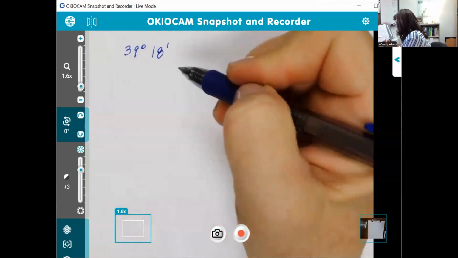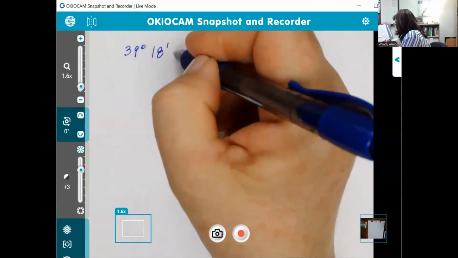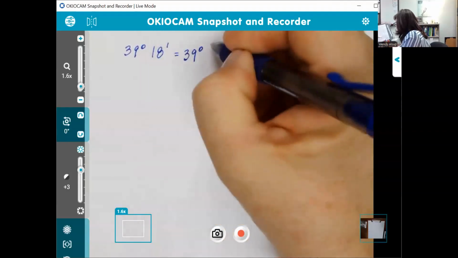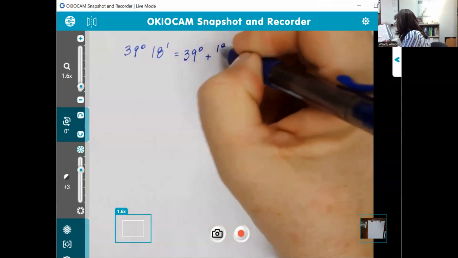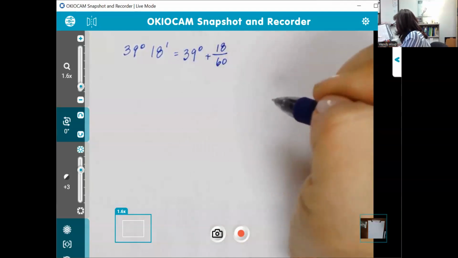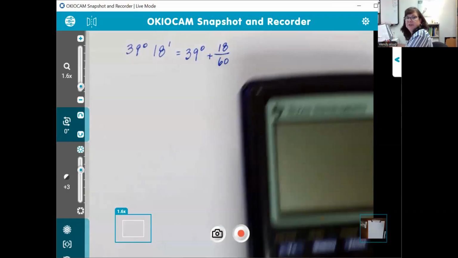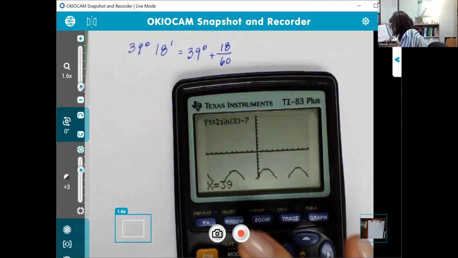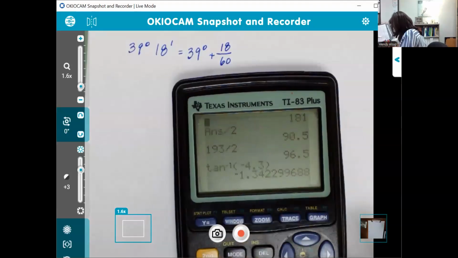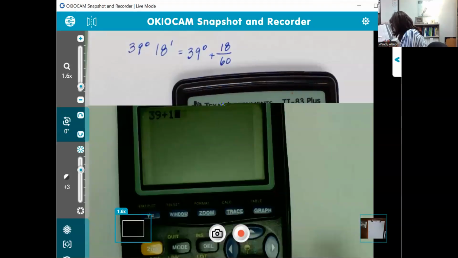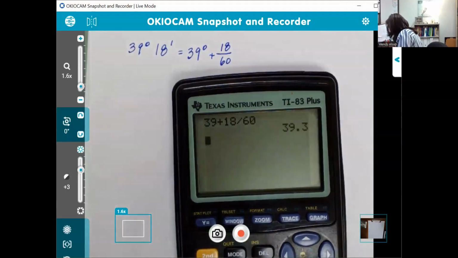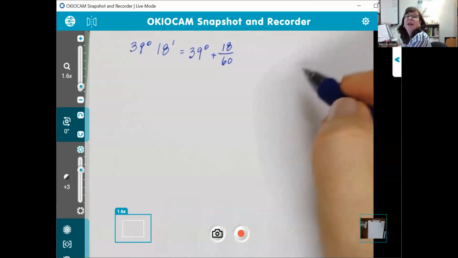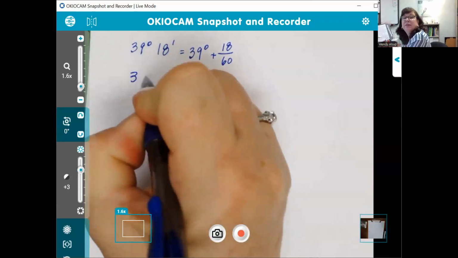All right, well, think about what this means just in decimal form. This is going to be 39 degrees plus 18/60ths of one more degree. So if you do that on your calculator, clear it off, 39 plus 18 divided by 60. I get 39.3 degrees.